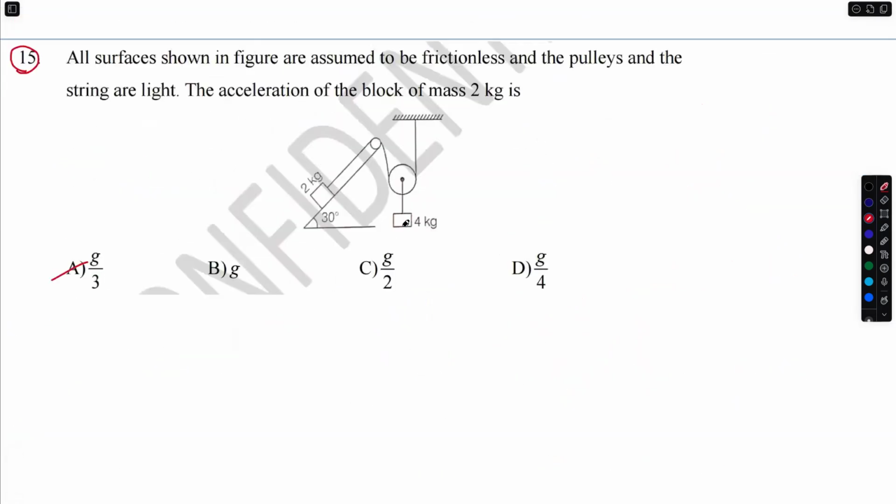All surfaces shown in the figure are assumed to be frictionless, and the pulleys and the strings are light. The acceleration of the, see, very clear in this case, the constraint relation says if this one is having an acceleration A, what is going to be the acceleration of this? Pardon?